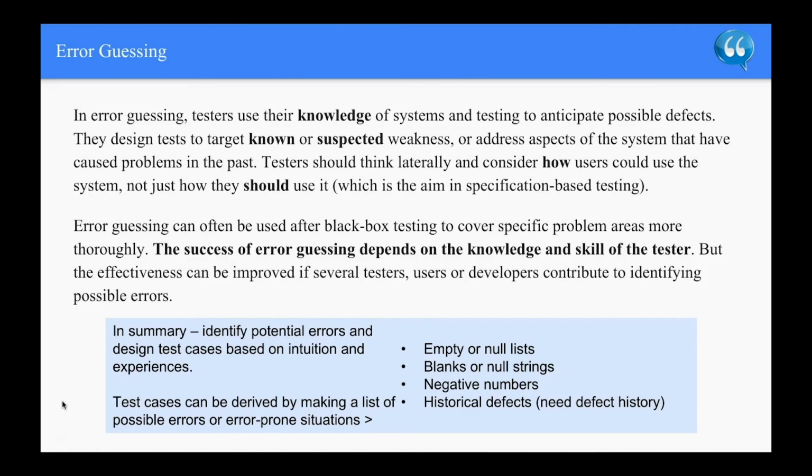Error guessing. In error guessing, testers use their knowledge of the system and testing to anticipate possible defects. They design tests to target known or suspected weaknesses or address aspects of the system that have caused problems in the past. Testers should think laterally and consider how users could use the system, not just how they should use it, which is the aim of specification-based testing. So error guessing can often be used after black box testing to cover specific problem areas more thoroughly.